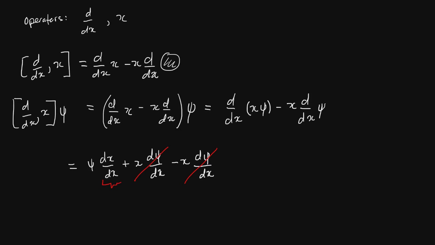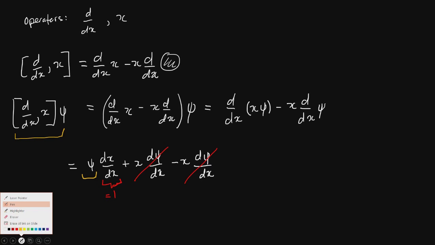We see that, oh, it's a bit wonky, but anyway, we see that dx over dx is simply equal to 1, and thus we are left with the following equation. The left hand side over here is simply equal to psi. Now if we divide through by psi, we find that what we initially wanted to calculate, which was the commutator of d over dx and x, is simply equal to 1.